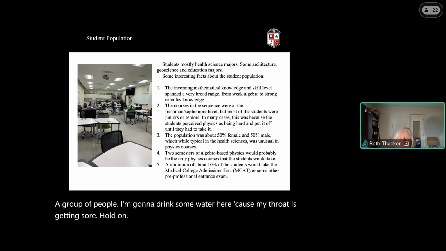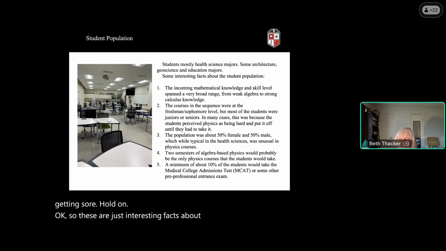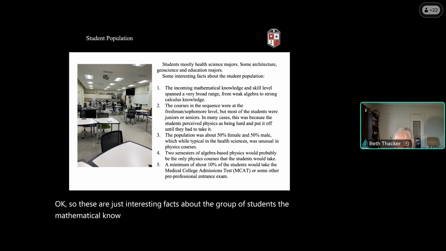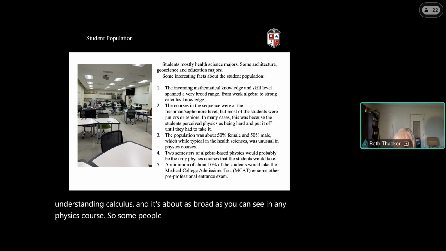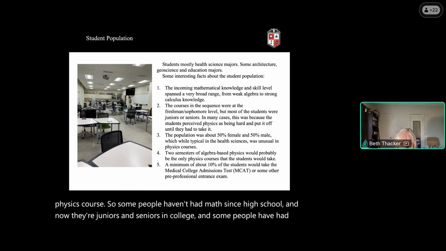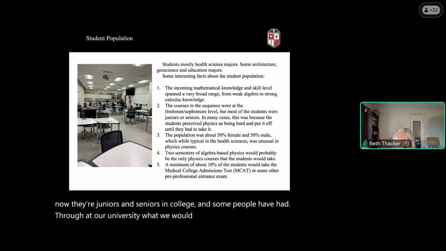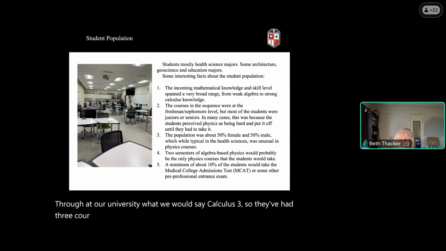Okay, so these are just interesting facts about the group of students. The mathematical knowledge is wide. It ranges from struggling with algebra to understanding calculus. And it's about as broad as you can see in any physics course. Some people haven't had math since high school, and now they're juniors and seniors in college. And some people have had at our university what we would say calculus 3, so they've had 3 courses in calculus. So it's a very wide range of math.